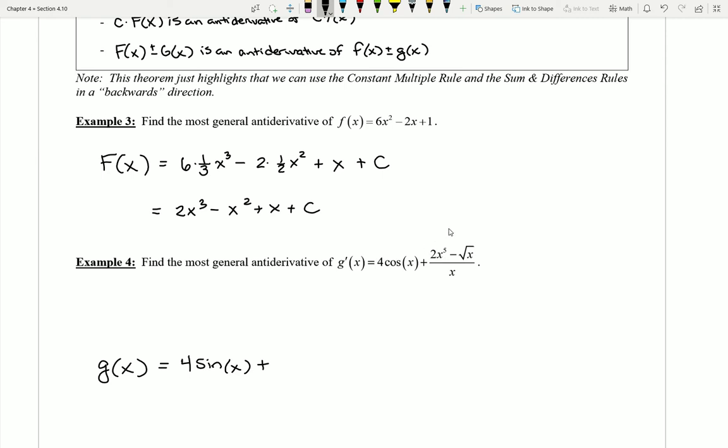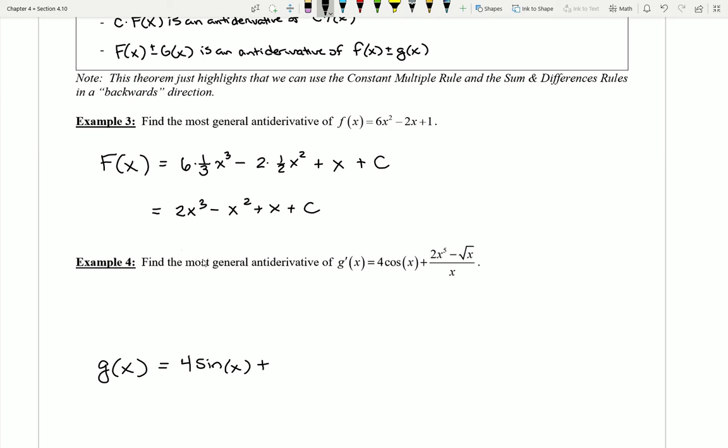But here's where I'll notice a problem. When I look at the second term, is this any derivative rule that you've memorized? Like, do you remember a derivative rule that gave you (2x^5 - square root of x) over x? No? I definitely don't remember anything like that. That looks really messy.